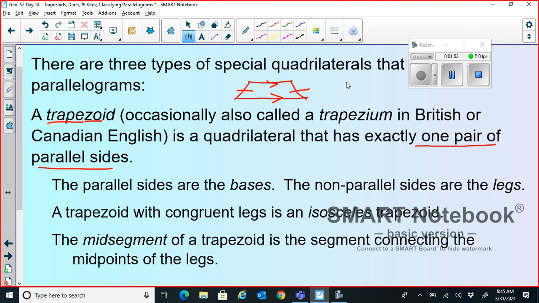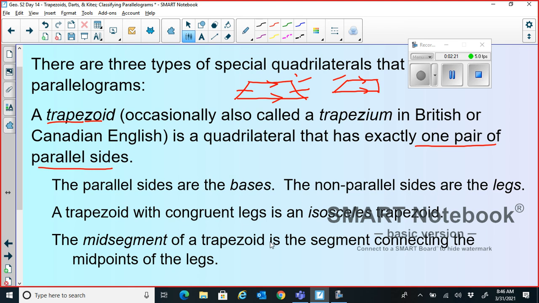But there is a possibility that you may have a trapezoid where it is not isosceles. For example, this is also a trapezoid with parallel bases and non-parallel legs where legs are not equal. So this is also a trapezoid. But this is an isosceles trapezoid because here legs are congruent.